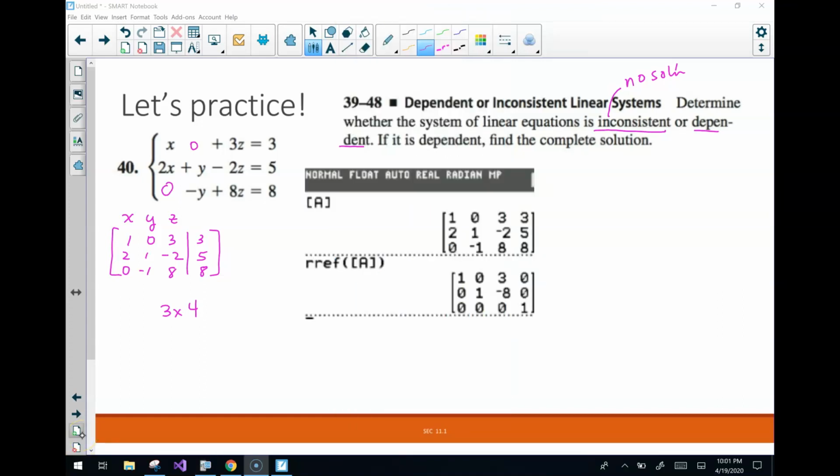Okay, so here's what we got from RREF, and as usual, we look at our coefficients x, y, z, and then the other side of the equal sign. What this bottom row says is 0 plus 0 plus 0, which is 0, equals 1, the other side of the equal sign. We know 0 does not equal 1, so this is an example of no solution.